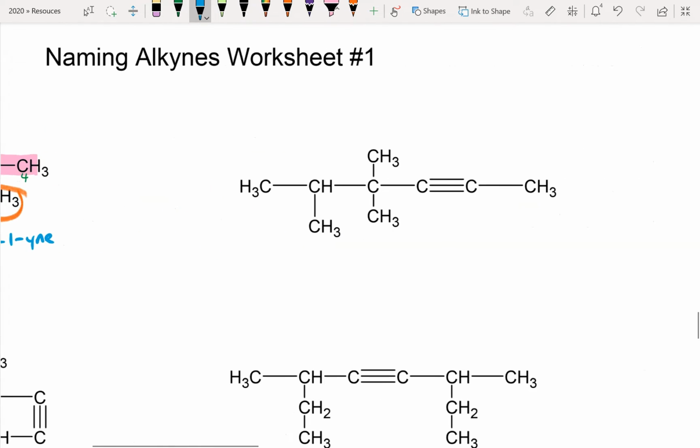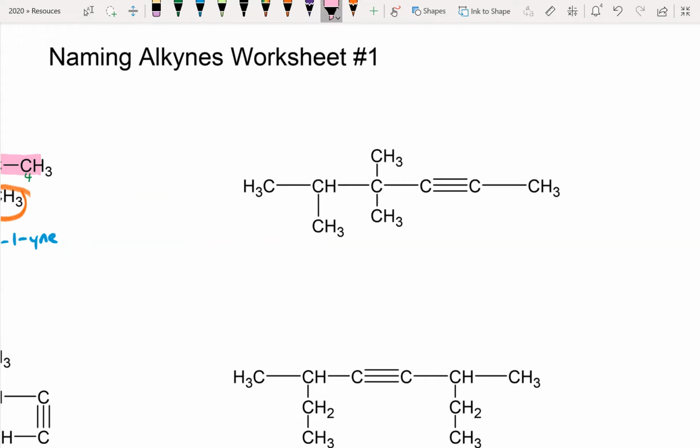So now we move over here. Find the longest chain. Let's get off on a bend just because it's fun. And we end up with a butane, well, let's count it out. So it's a hexyne, and we've numbered from the right-hand side because we need the functional group to have the lowest number possible. So that's nice.